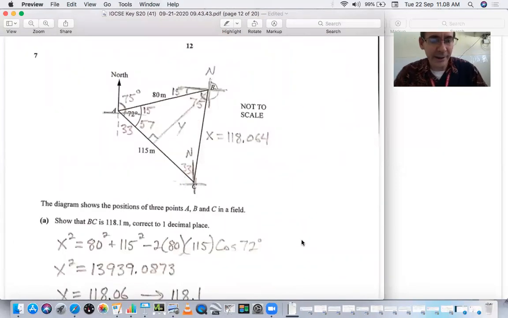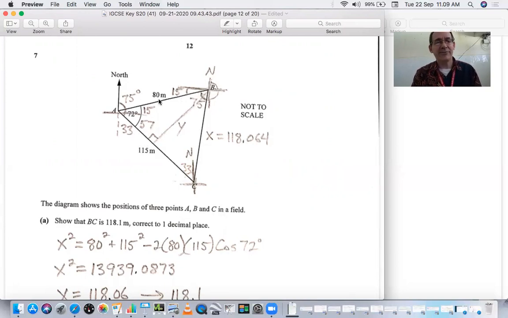Moving on to bearings. Here we have a bearings question. The diagram shows the position of 3 points, A, B, and C in a field. Show that BC is 118.1 meters correct to 1 decimal place. Well, if you look at our original diagram before I wrote all over it, you have sides of 80 and 115 and an angle of 72.